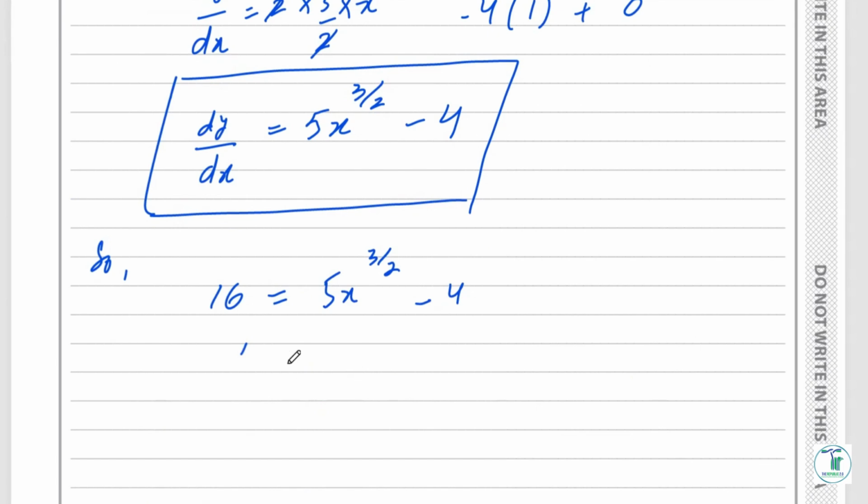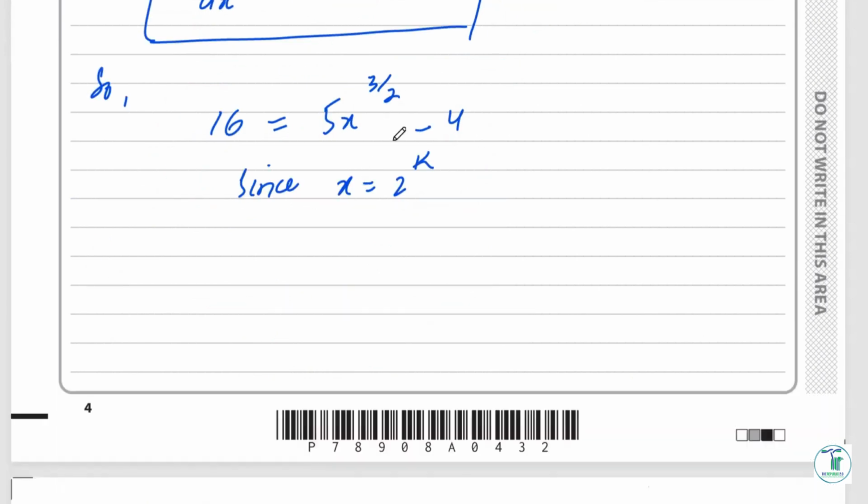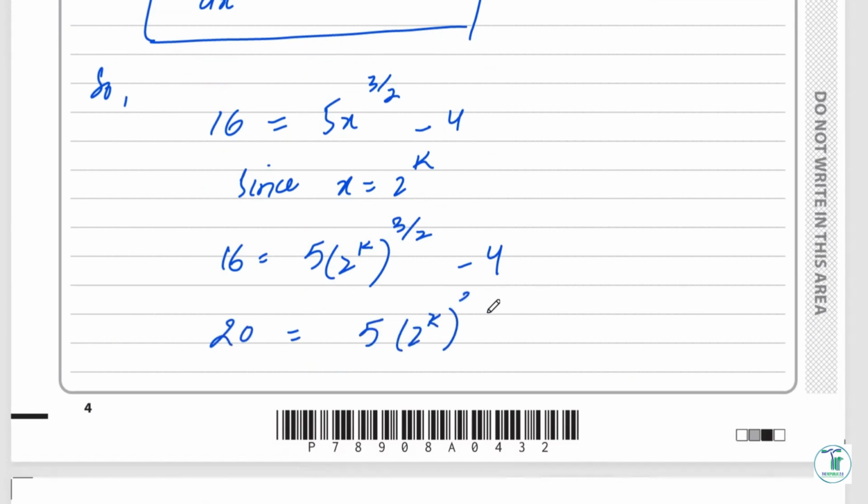Since x was given as 2 to the power of k, that is the x coordinate at this point. I'm just going to work this down. 16 is equal to 5 times 2 to the power of k, to the whole power of 3 by 2, take away 4. I'm going to swap this 4 onto this side. 16 plus 4 would eventually become 20, and 5 times 2^k to the power of 3 by 2. Now I'm just going to simplify that.